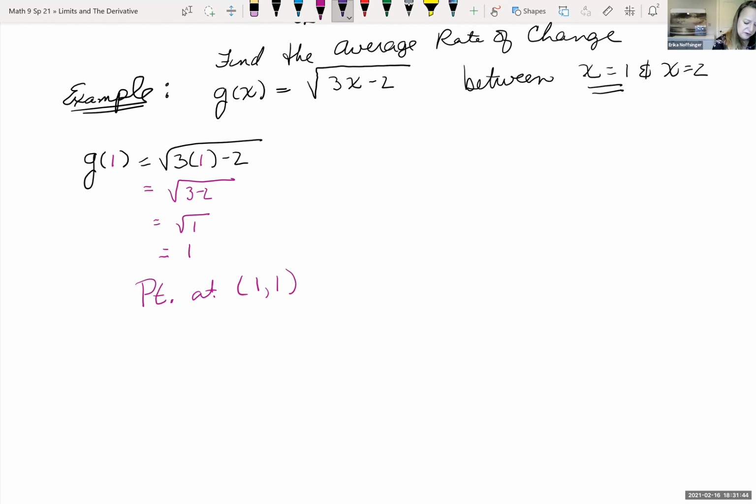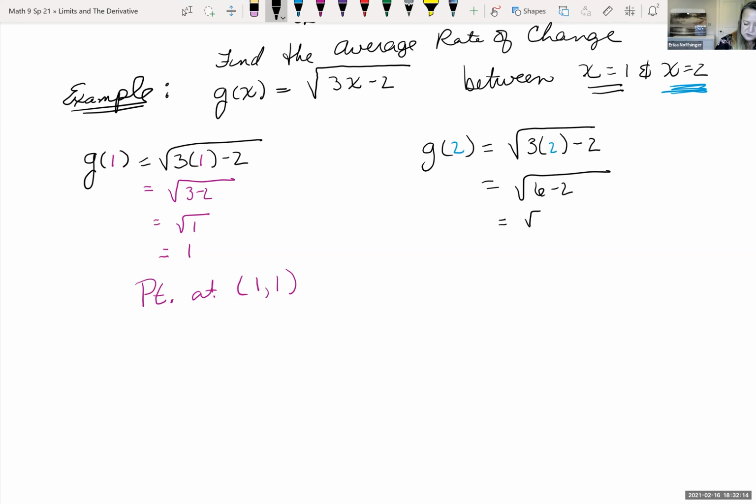Now we want to figure out what's going on when x is 2. What is that point? So g of 2. I'm going to plug in 2 wherever we see an x in g of x. So we have the square root of 3 times 2, which is 6, minus 2. So the square root of 4, which is 2. So we have a point at 2, 2.